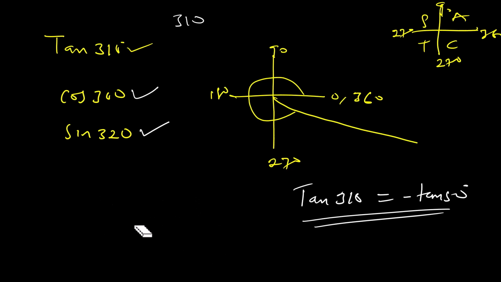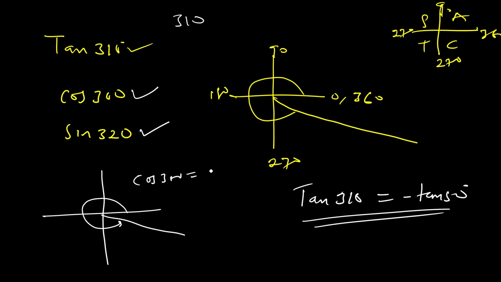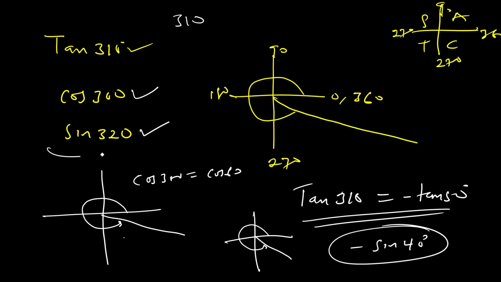Now let's talk about cos 300. We need to add 60 to make it complete. So this side will be cos. Cos 300 is the same as cos 60 because this side is for cos. Then sine 320. Plus 40, so we have negative sine 40, which is the same as sine 320.